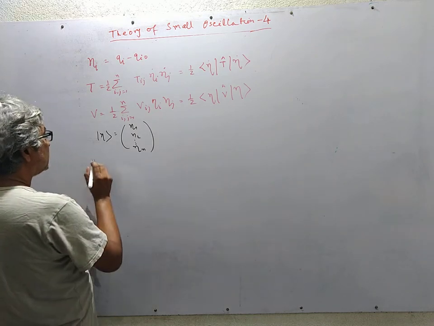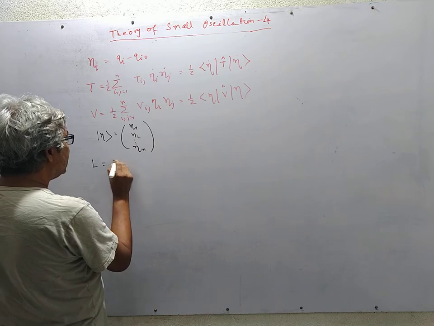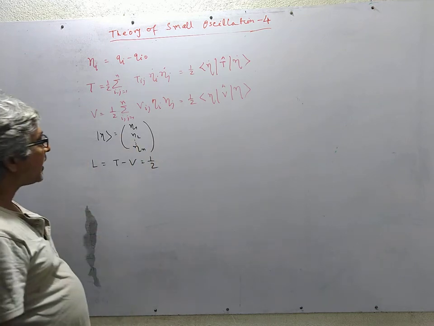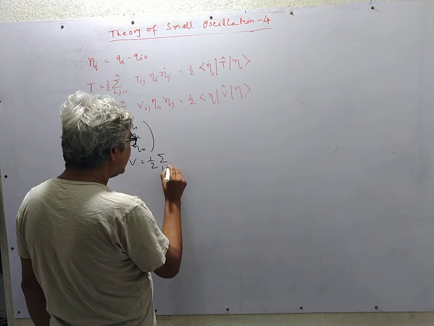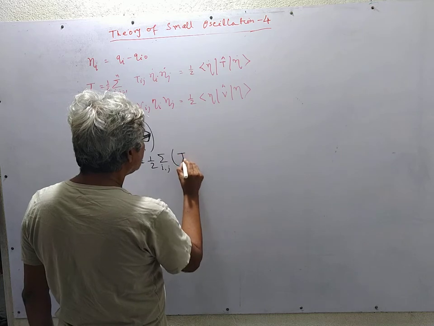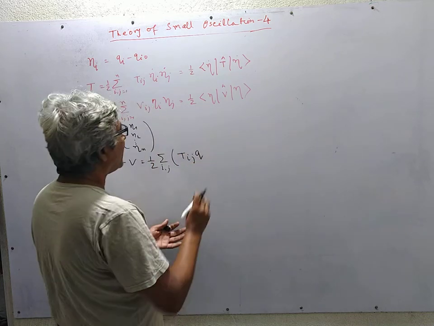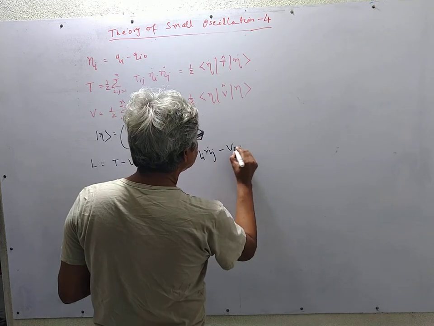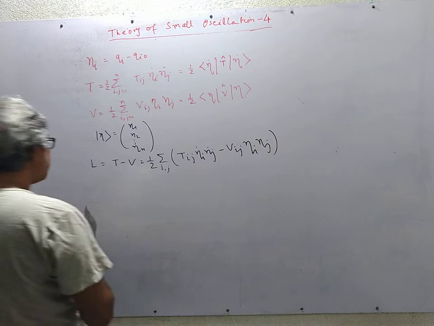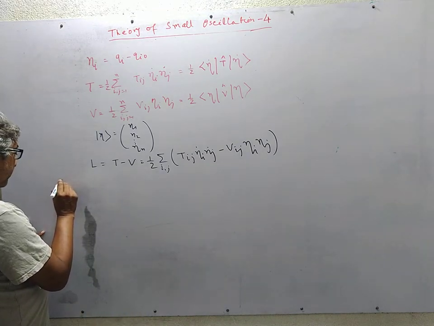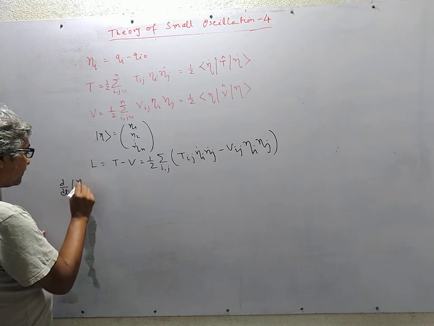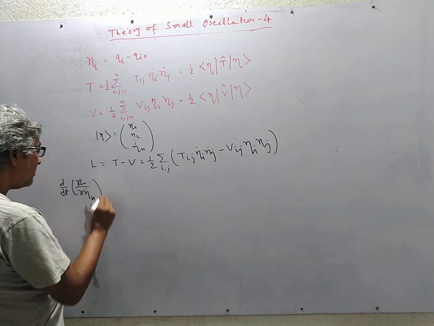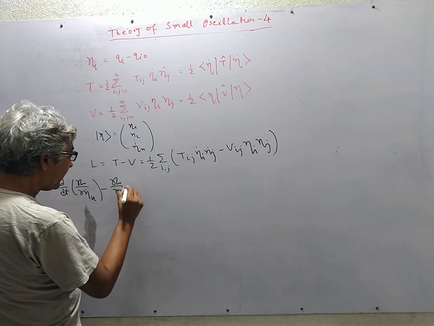So we also obtained the Lagrangian of the system. The Lagrangian was defined as T minus V, and this is for a conservative system oscillating about the stable equilibrium point: L is equal to the sum of Tij eta i dot eta j dot minus Vij eta i eta j, and the corresponding Euler-Lagrange equation is d by dt of del L del eta k dot minus del L del eta k is equal to 0.